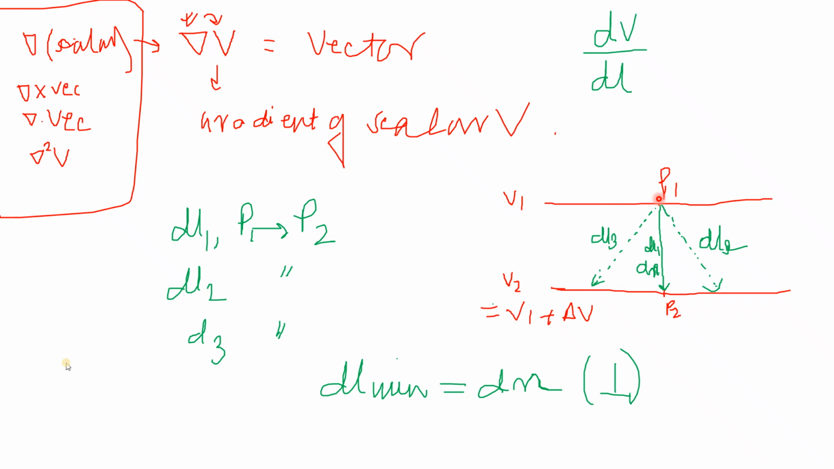As I was telling, I want to jump from P1 to P2 and increase the potential. But if I take the distance dl to be dl2, then it will take much more length. So this ratio will be reduced, because if the denominator is more, then this whole thing will be reduced.